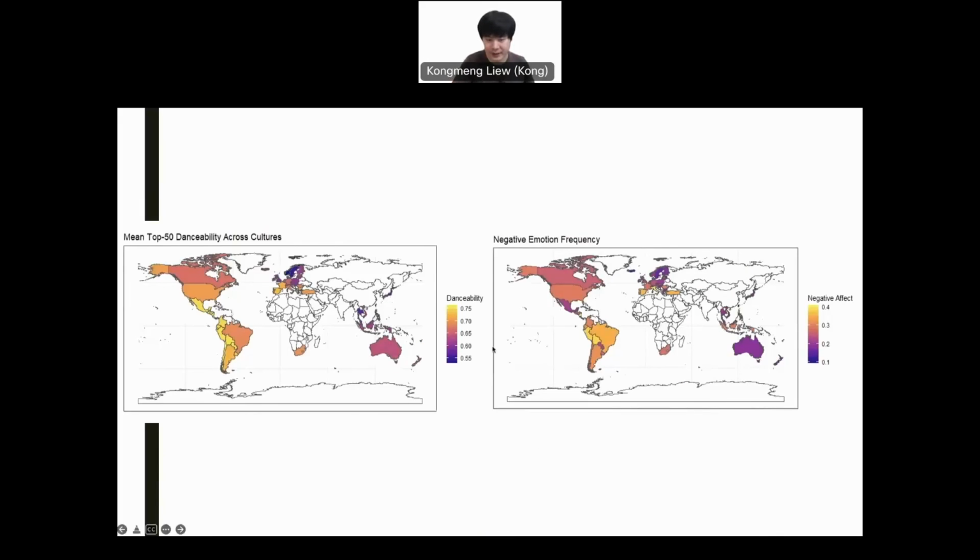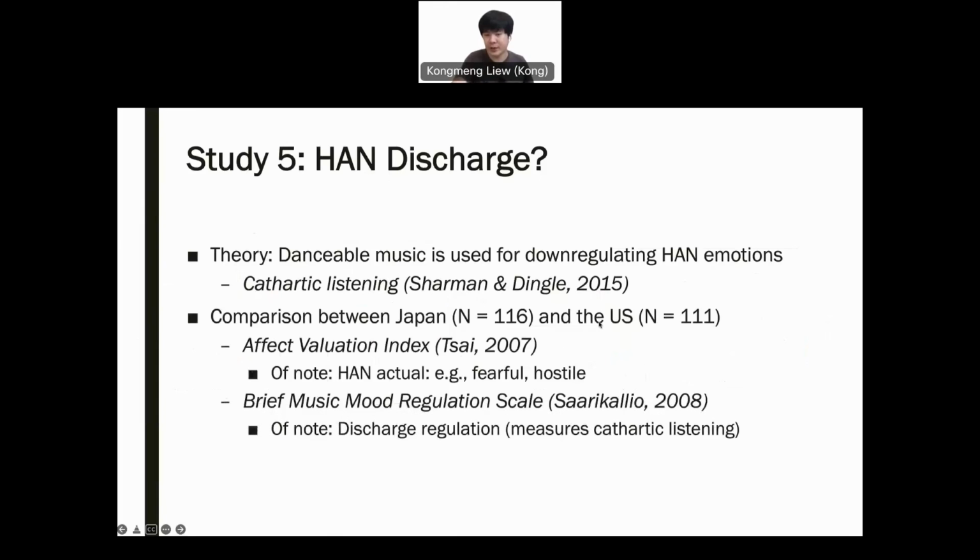Something that we noticed was that high danceability countries and high negative affect countries tended to be focused a lot more in Latin America and the West. And so our understanding was that maybe in these countries where you have high amounts of negative emotions, you might want to listen to danceable music, which is naturally a very high arousal kind of music, to downregulate those emotions, to cathartically release your anger or your high arousal negative emotions.